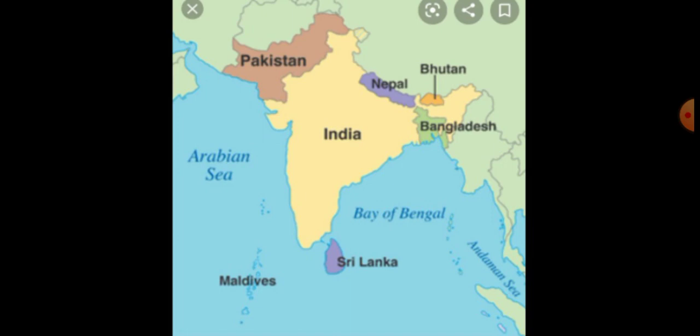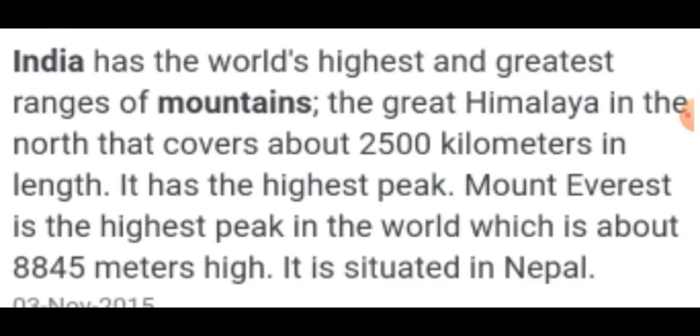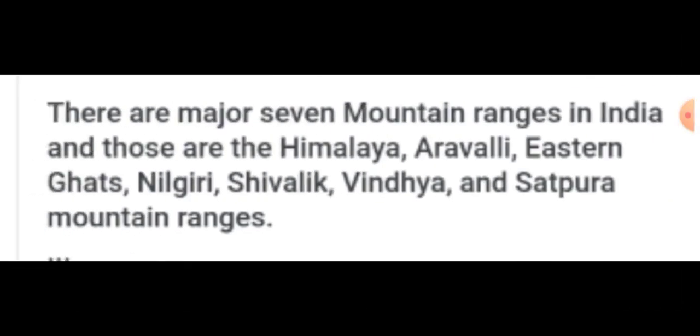Okay. Finally, we learned about some of the mountains in India. There are seven major mountains: Himalayan mountain, Aravalli mountain, Eastern Ghats, Nilgiri, Sivalik, Vindhya, Satpura. These are the seven major mountains in India, and some other mountains are also there in India.